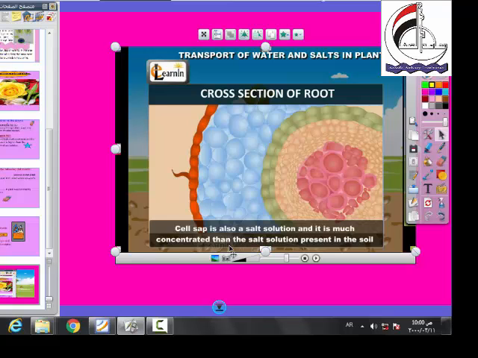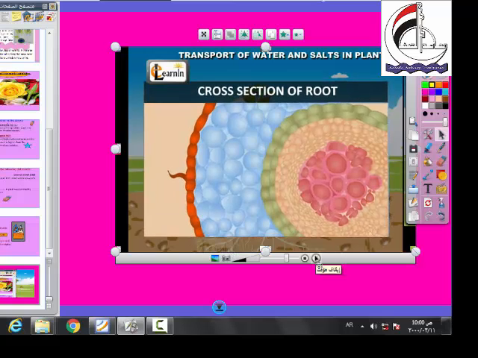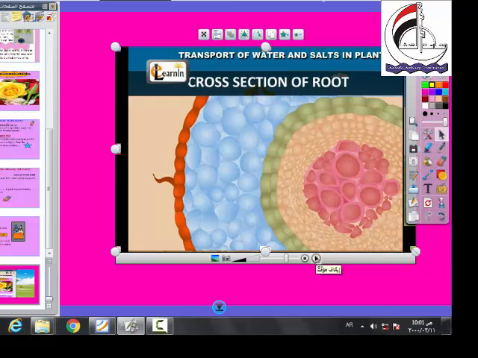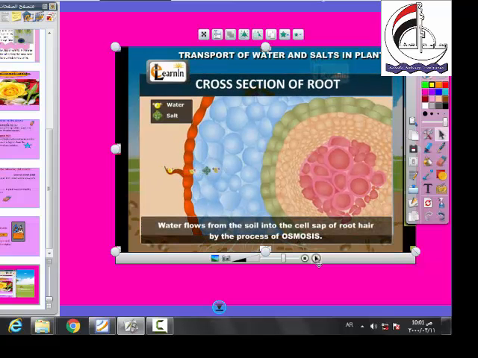The concentration of the salt solution in the vacuole of the root hair cell is much greater than the salt solution present in the soil. The cell membrane of the root hair is a semi-permeable membrane that separates the cell sap, which is the concentrated salt solution, from the salt solution in the soil, which is the dilute salt solution. Water flows along with solutes from the soil into the cell sap of the root hairs. Thus, roots absorb water and salts from the soil by the process of osmosis.